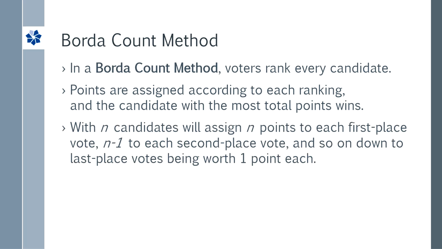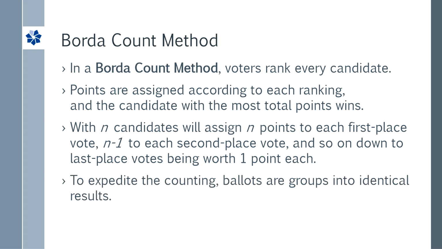When you have n candidates in a race, for example, if you have 4 candidates in a race, we assign 4 points for the first place vote, 3 for the second, on down to 1 for the last place vote. If there were 10 candidates in a race, first place would be worth 10 points, and so on down the line. To expedite the counting, the ballots are grouped into identical results.